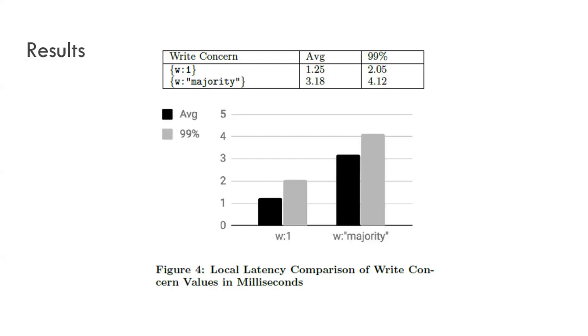Now the result. Here we can see from the graph and the table. Average W1 is 1.25 milliseconds, while W majority is 3.18 milliseconds. So clearly it has more latency.